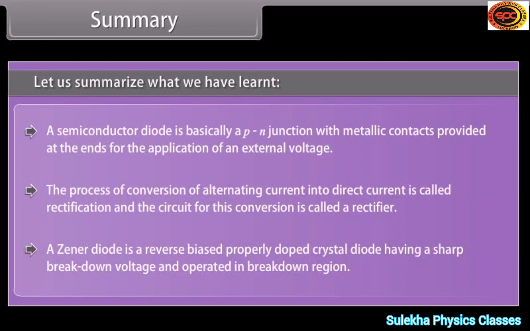A Zener diode is a reverse-biased, properly doped crystal diode having a sharp breakdown voltage and operated in the breakdown region.